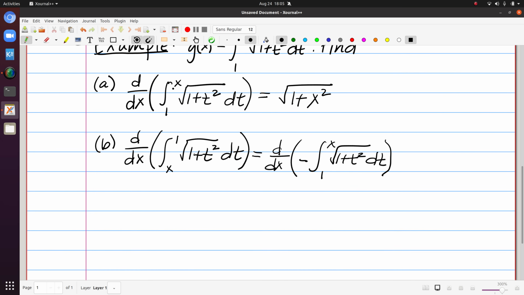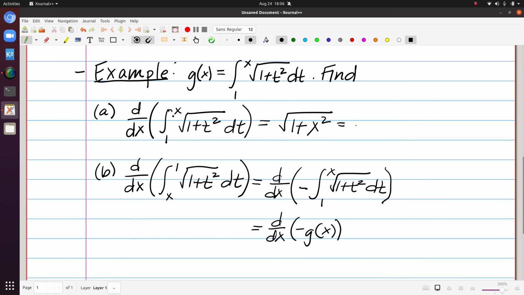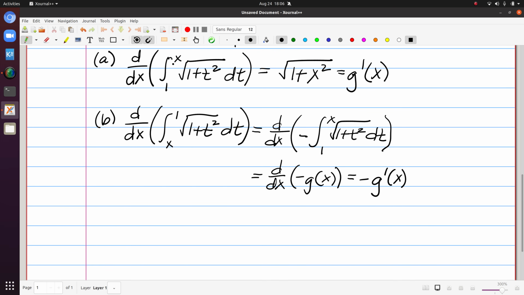So effectively, this would be the same thing as asking you to find the derivative of minus g of x. I'll point out for notation consistency up here, this that we found in part A could be referred to as g prime of x. So the answer down here should be minus g prime of x. And so we would simply get the negative of our answer to part A.